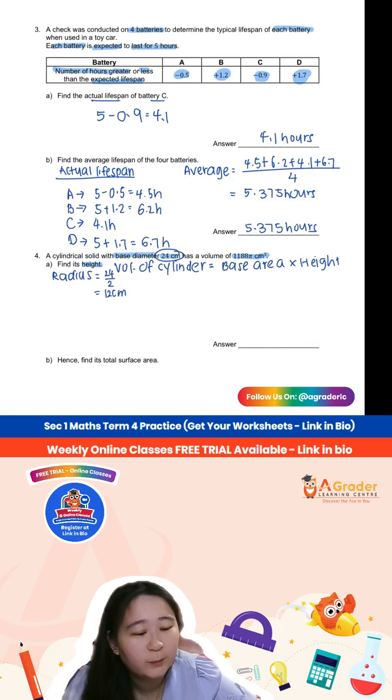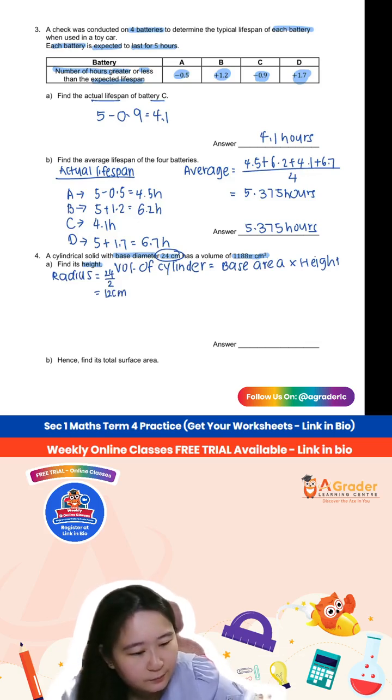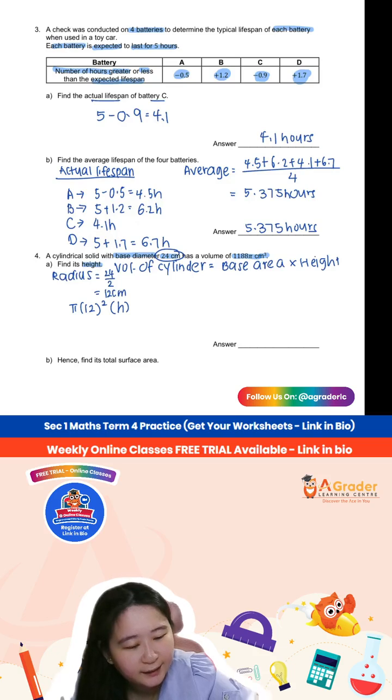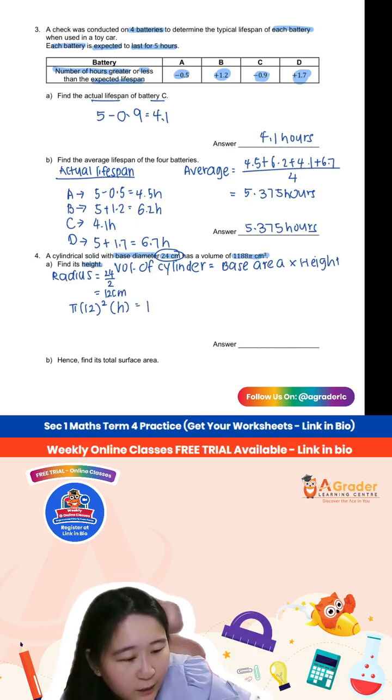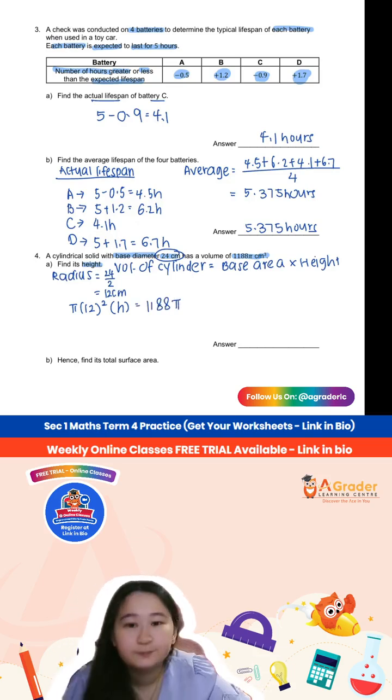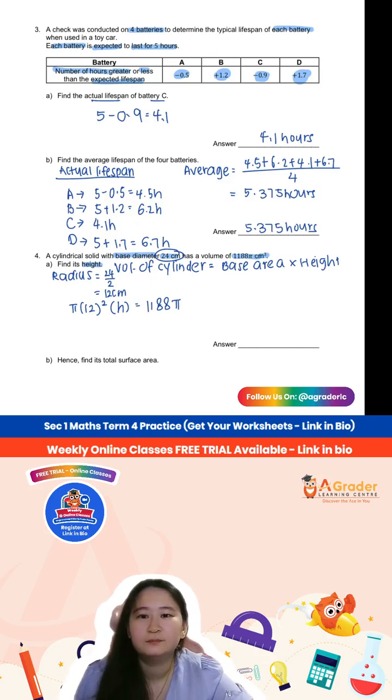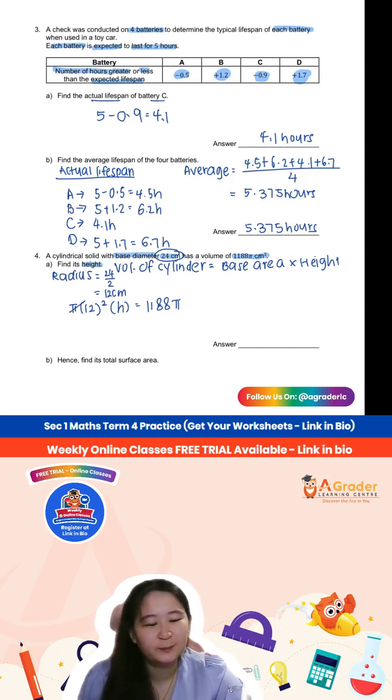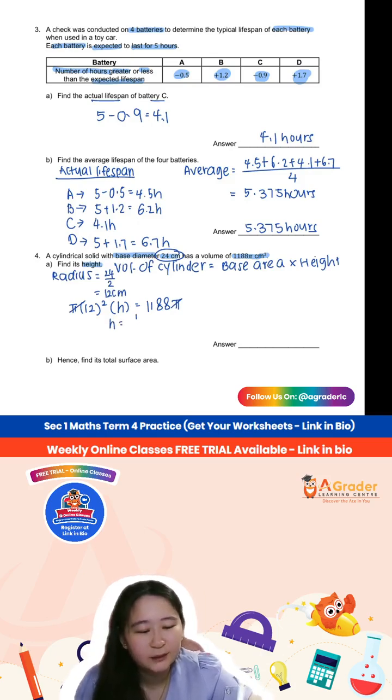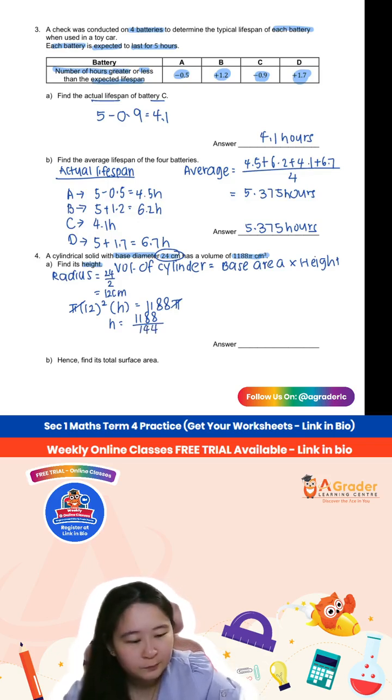So we can form an equation here. Pi r squared times h, we let h be the height, must give us 1188 pi. So cancel pi away from both sides, divide by pi, divide by pi. So to find h, we take 1188 divided by 12 square, which is 144. So we will find the height of 8.25 cm.